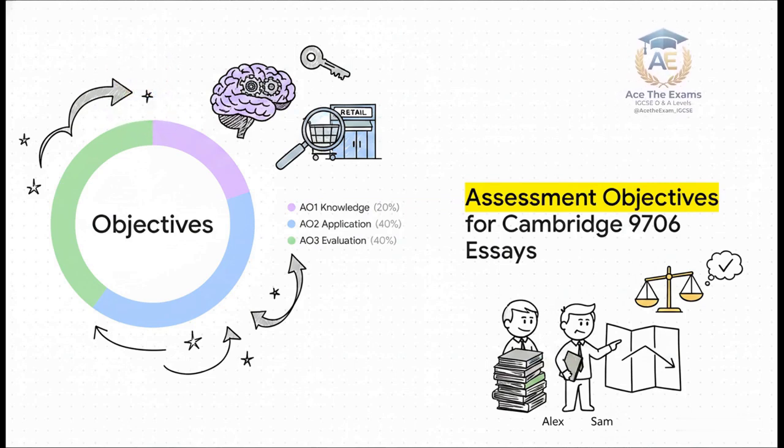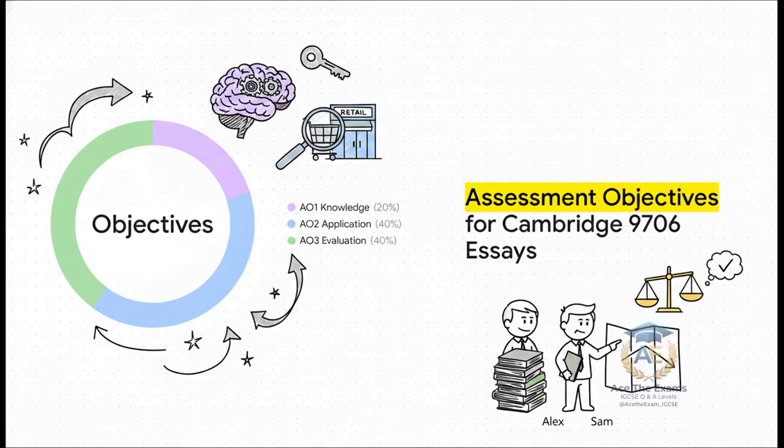Think about that. For a high-tariff 15-mark question, a massive brain dump of pure facts earns you a maximum of just 3 marks. That is it. A staggering 80% of your total grade is locked firmly behind AO2 application, which means applying your knowledge to that specific retail scenario, and AO3 evaluation, which is weighing the pros and cons to form a judgment.